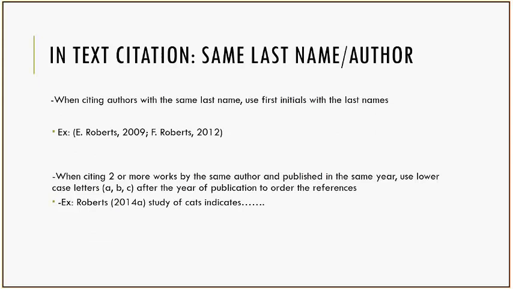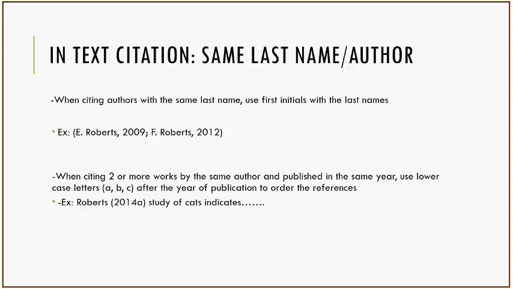So again, in-text citation: what if there's the same last name or author? This, again, like we said before, is when in the parentheses you use the first initial, period, their last name, comma, year, and then you use the first initial of the other author, period, just to differentiate the two authors.